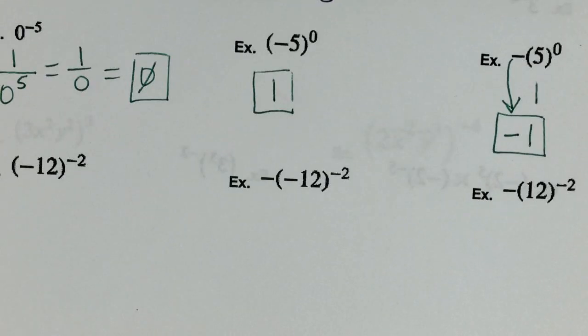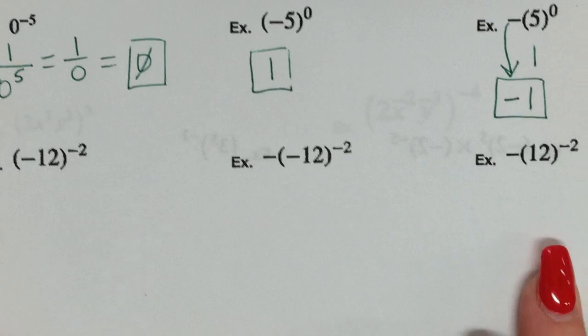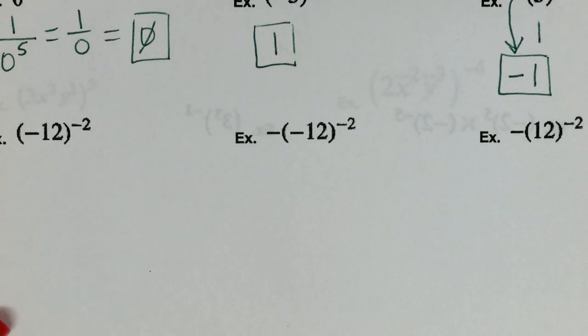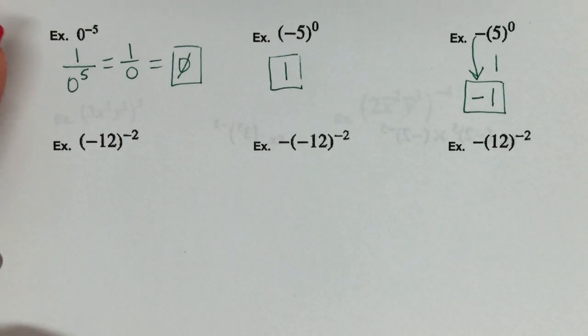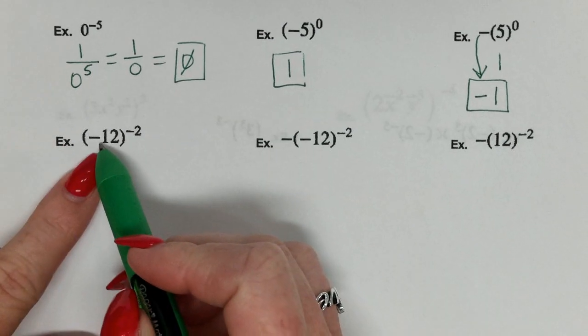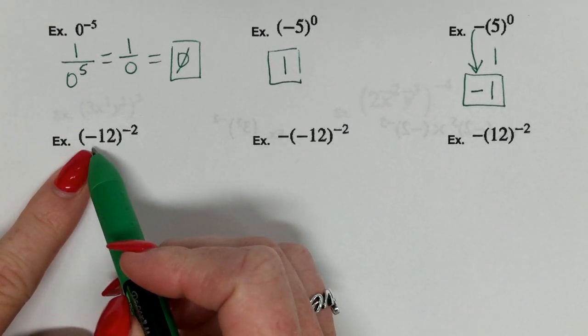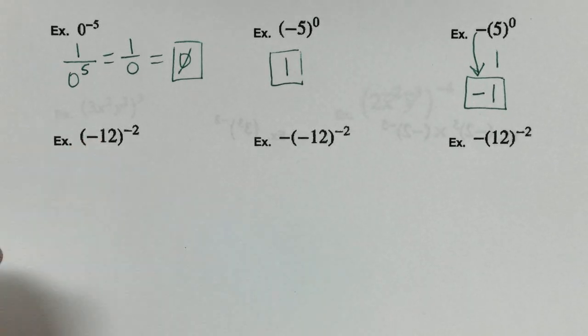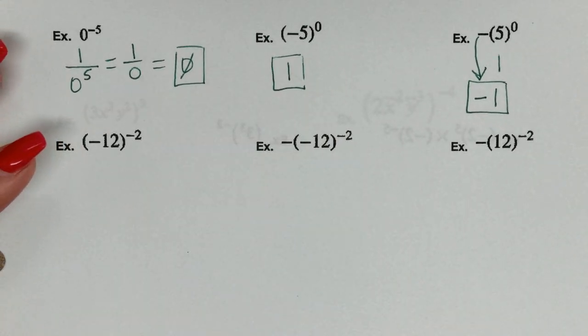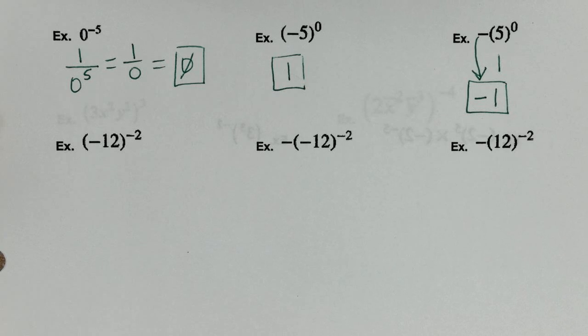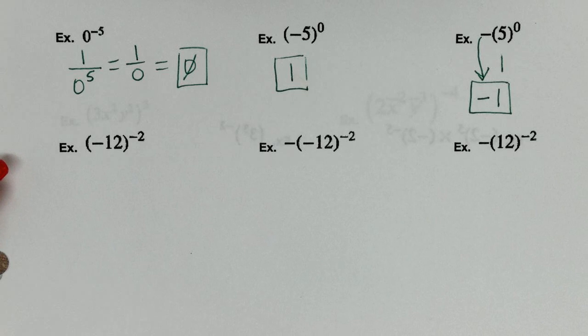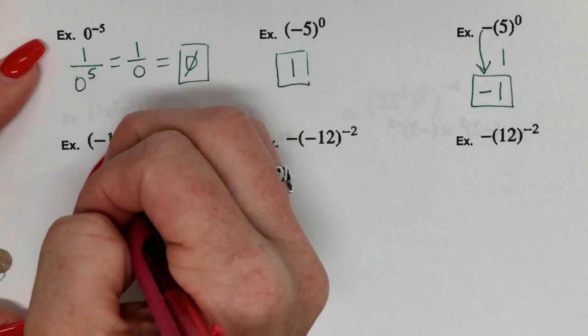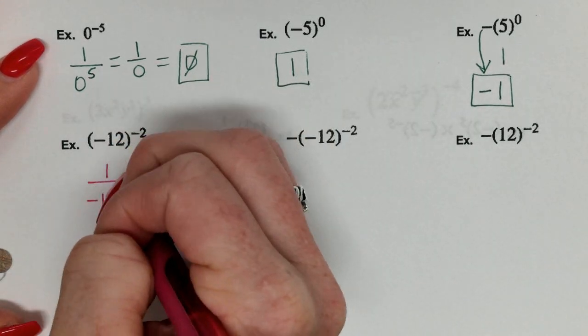All right, let's look at these next 3 problems. Are they the same problem or are they different? They are different. Okay, this one, does the negative belong to the 12? Look at it. Yes. Okay, so the base has a negative 12, so you leave it with the 12. All right, negative 12 is being raised to the second power, to the negative 2 power. Can I have a negative exponent? So where do I have to bring it? So I have 1 over negative 12 squared.